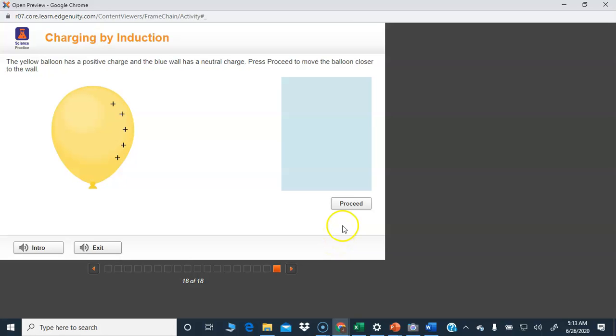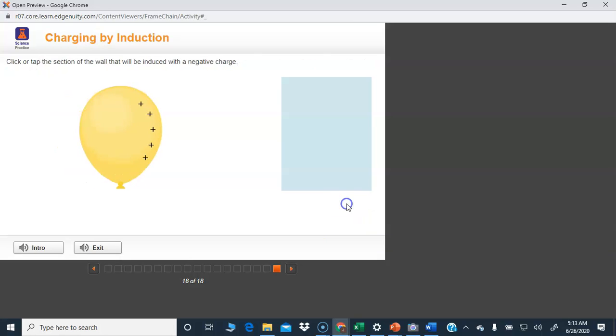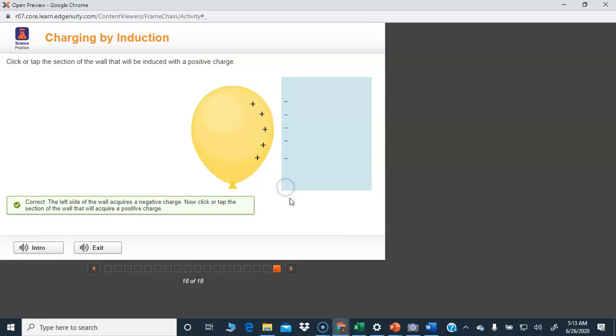It says press proceed to move the balloon closer to the wall. Okay, so we'll do that. Now, click or tap the section of the wall that will be induced with a negative charge. So would it be the right-hand side? Would they be spread out evenly? Or would it be the left-hand side? Where are the negative charges going to suddenly move to? And the answer would be right there, to the left-hand side. They're going to be attracted to the positive charge.